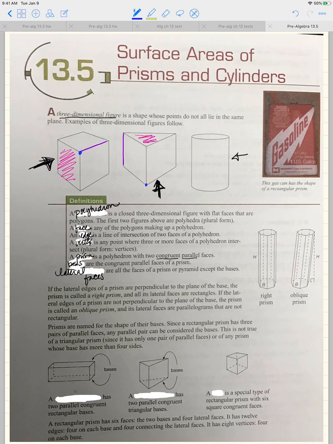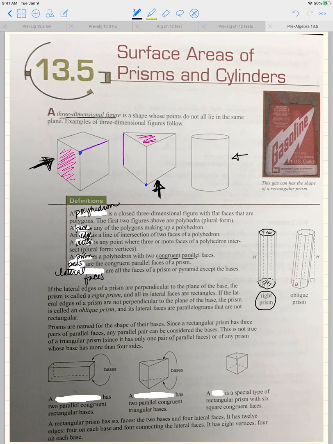Okay, to the right of all these definitions, we have a couple prisms, okay? If the lateral edges of a prism are perpendicular to the plane of the base, the prism is called a right prism. And all of its lateral faces are rectangles. So here is a right prism. We have the bases. I'm just going to outline these guys. Okay, there's the bases. Okay, bases are congruent parallel faces of a prism. So we've got a base here and a base here. They're parallel to one another. They're going to be the same size.